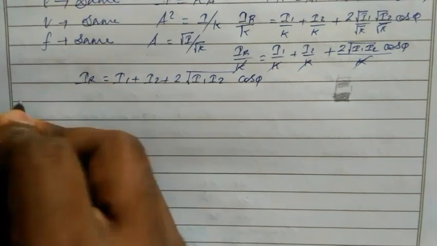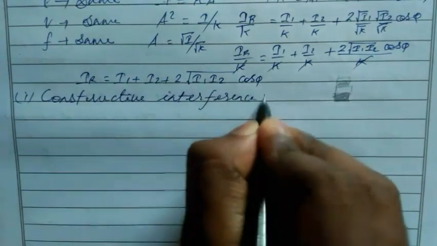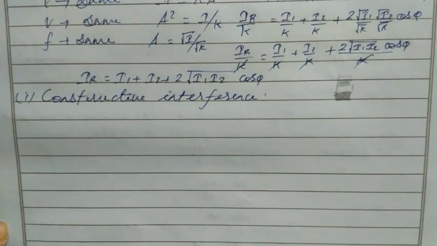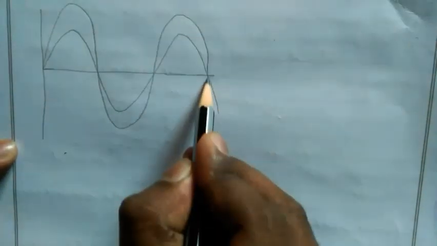So the first one is constructive interference. In constructive interference, I will show you one example. Consider this is the light wave y1 and this is another light wave y2, which has the displacement of y2. If you see both crests are in the same direction, then the resultant will be like this.